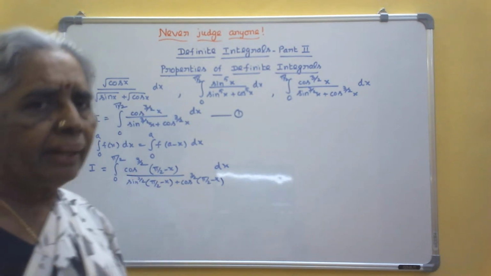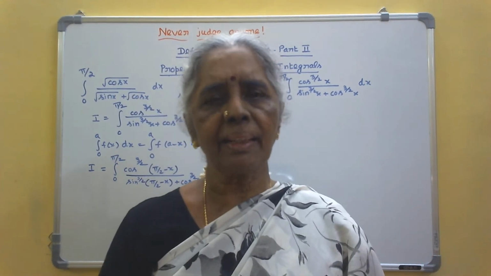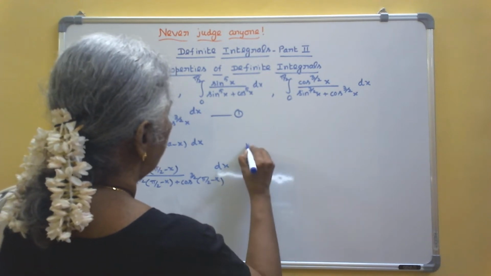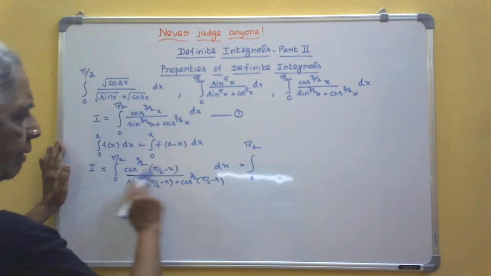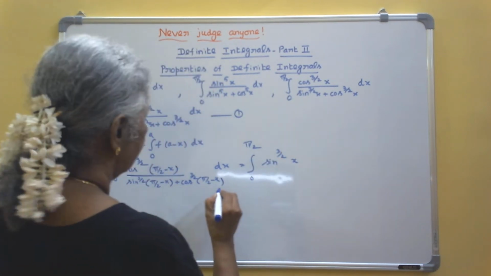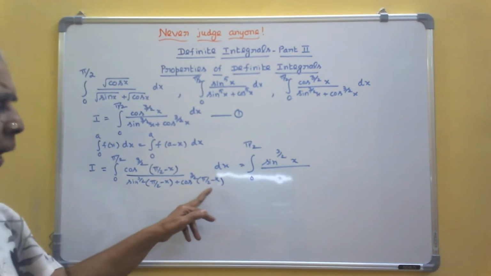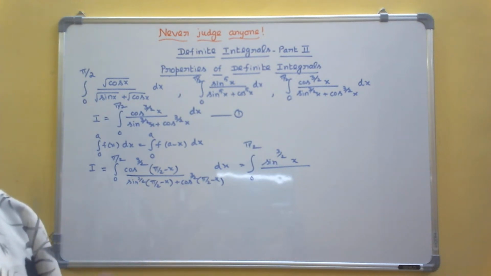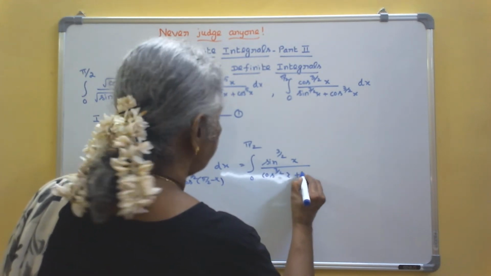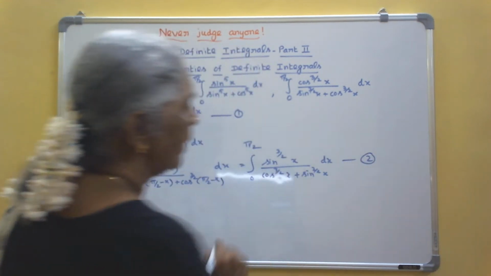Now you know sin pi by 2 minus x, that is sin 90 minus theta, is cos theta. Cos 90 minus theta is sin theta, isn't it? So now I will be getting here 0 to pi by 2. This numerator will now become sin power 3 by 2x. Then this sin part will become cos. This cos part will become sin by the same complementary angle formula. So here I will get cos power 3 by 2x plus sin power 3 by 2x dx. Let me call it as 2.